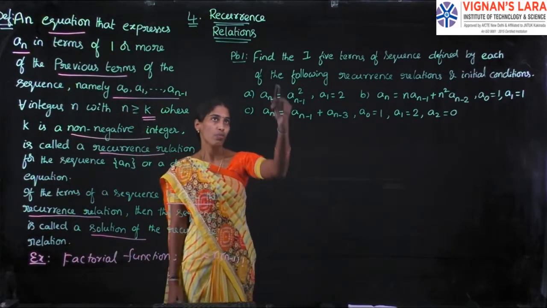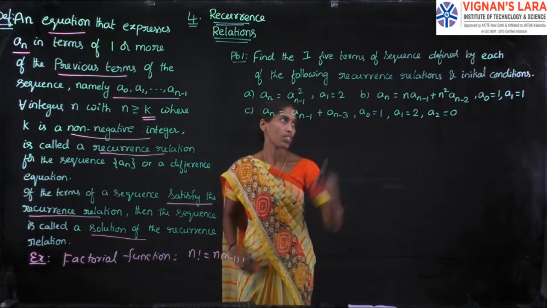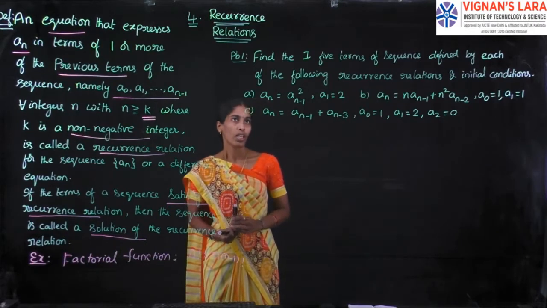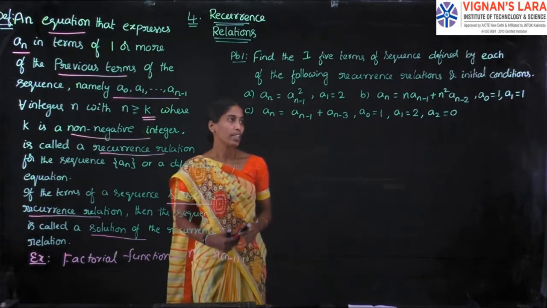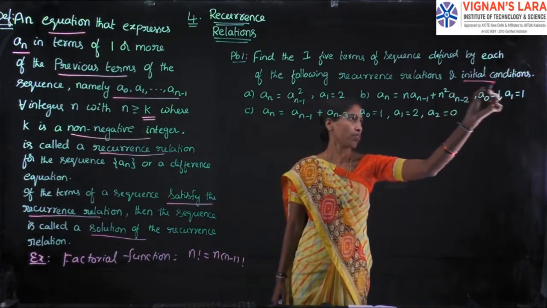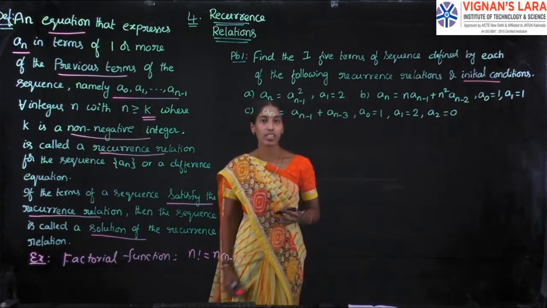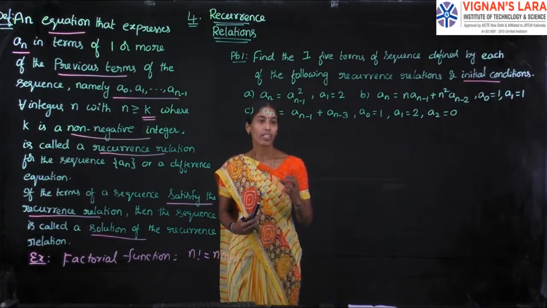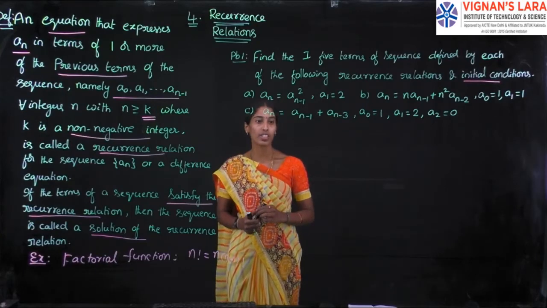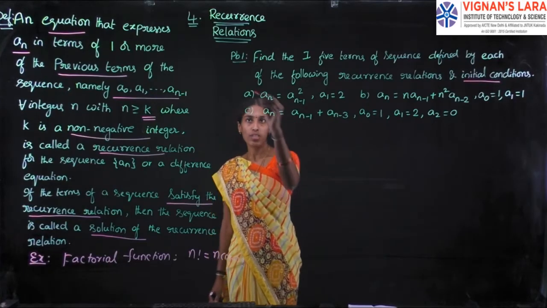Now we see the first one. Find the first 5 terms of the sequence defined by the following recurrence relations and initial conditions, right? What is meant by initial condition? To start with the recurrence relation, we require some initial values. We call those initial values initial conditions. See the first one.